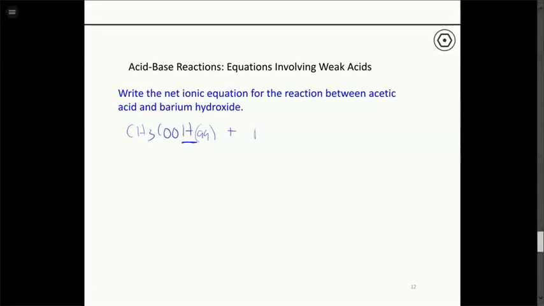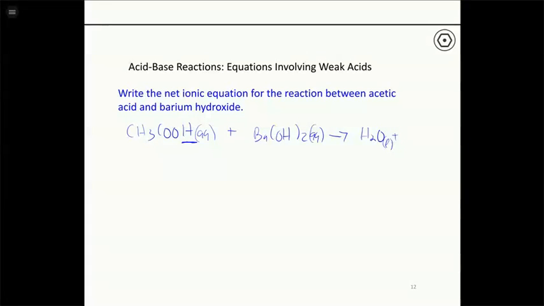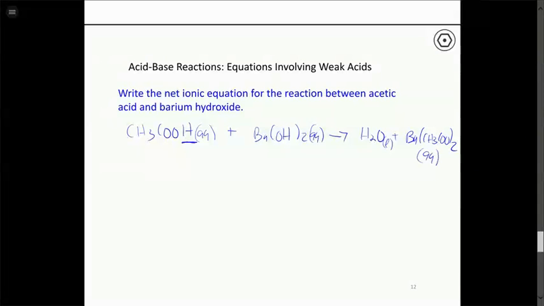And that's going to combine with barium hydroxide, Ba(OH)2. Then we're going to form products, water, and then the ionic compound that forms is going to be barium 2 plus paired with acetate, which is CH3COO minus. So we need to have two of those to balance the charge. So barium acetate, 2 plus cation, 1 minus anion, so they combine in a 1 to 2 ratio. This is going to be soluble because all acetate compounds are soluble.